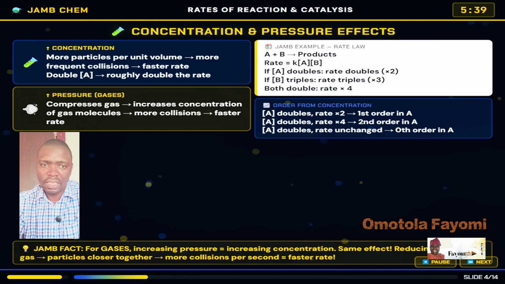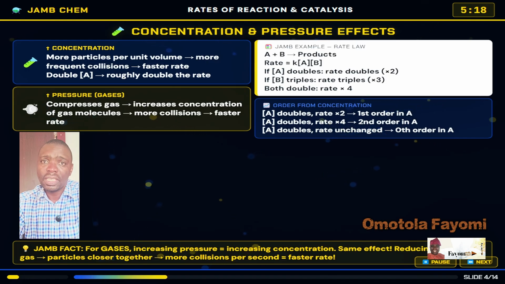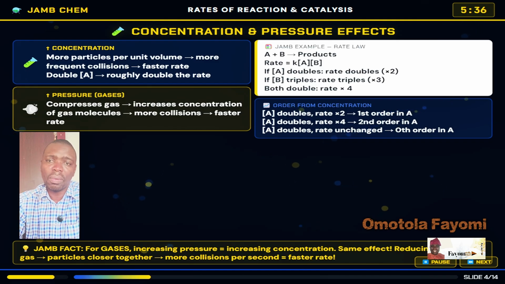For gases, increasing the pressure has exactly the same effect as increasing concentration, because higher pressure forces gas molecules closer together, effectively increasing their concentration in the available volume. JAMB rate law example: if the rate equals k times concentration of A times concentration of B, doubling A doubles the rate, tripling B triples the rate, and doubling both gives a rate 4 times as fast. The order with respect to each reactant tells you the power relationship.